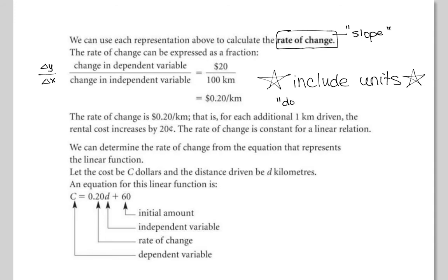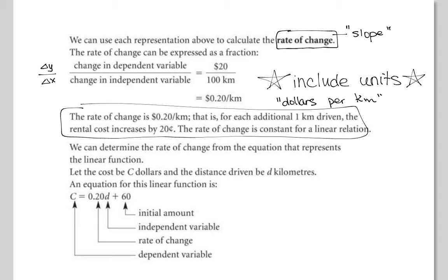So this would be read as dollars per kilometer. And then here is how you read it to yourself. The rate of change is 20 cents per kilometer. That is, for each additional kilometer, the rental cost increases by 20 cents. That would be if this was a continuous relation.